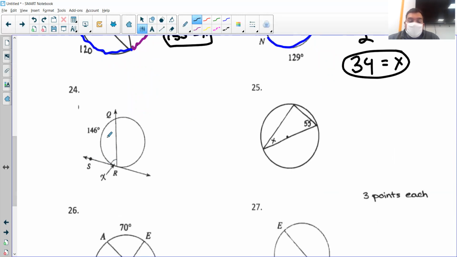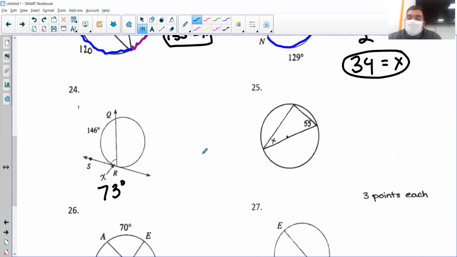Okay, this one is still the same rule. This is an angle at the edge of the circle. What do we know? It's going to be half or double. Half, good. So half of 146, 73. Why are you calculating?